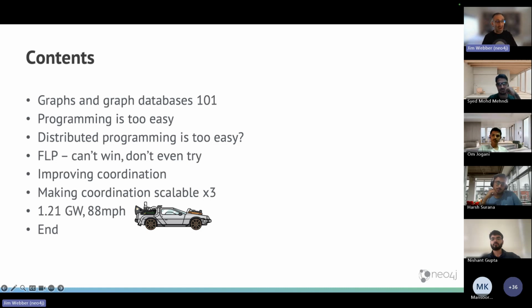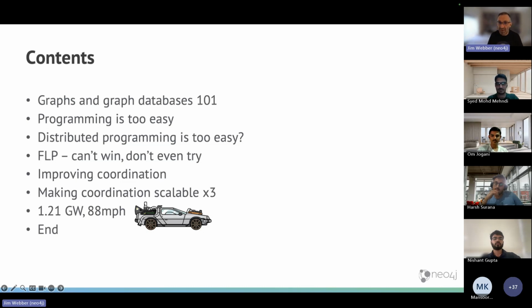But I will talk about the fact that programming is too easy. And I realize that is rather a provocative thing to say to an audience of craftspeople. But programming is too easy, and our hardware and our operating systems have made it too easy for us. But then I'll pose the question: programming is too easy, so surely distributed programming must be easy as well then. We'll see about that, because then we're going to talk about FLP, Fischer, Lynch, and Paterson.